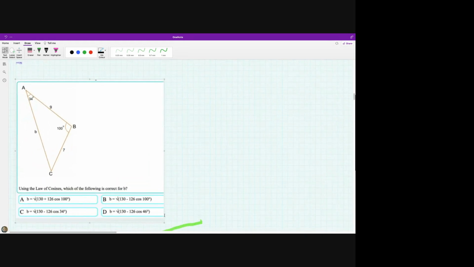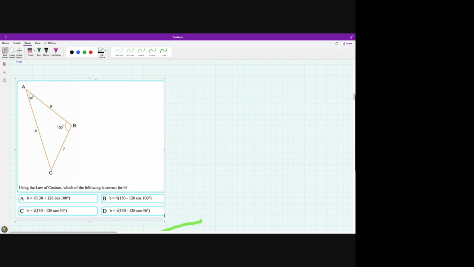Okay, let's do another multiple choice question. We are given this triangle that's just hanging out. The question did cut off that these square roots need to go the whole way across like this. Can you identify which of the 4 options would be a correct description using the law of cosines? Which of the following is correct for B? And B is just chilling over here, in case you haven't spotted it.